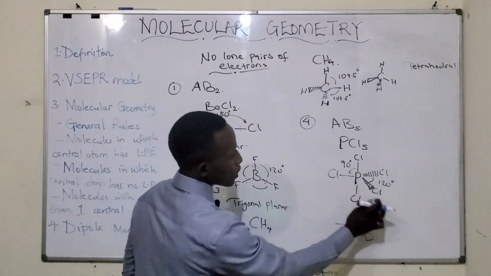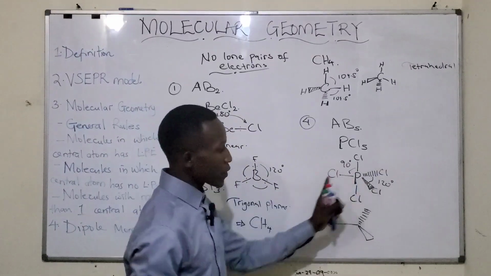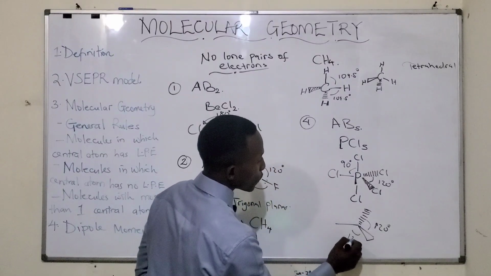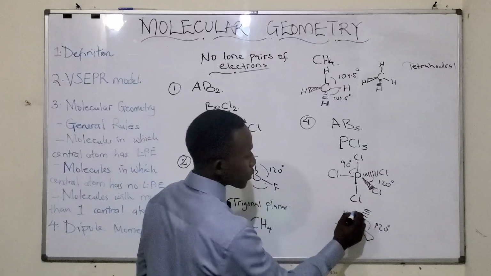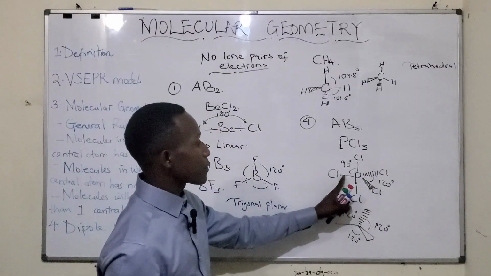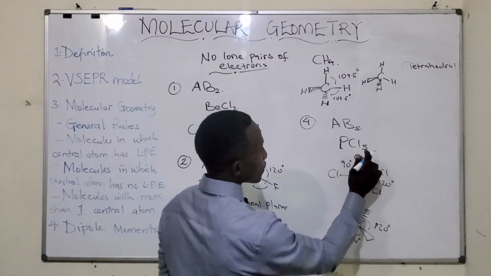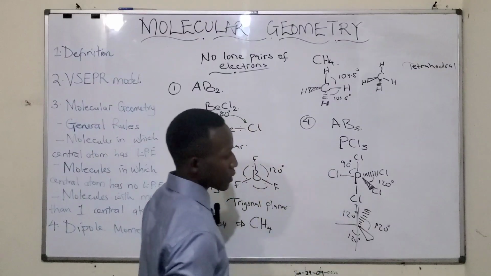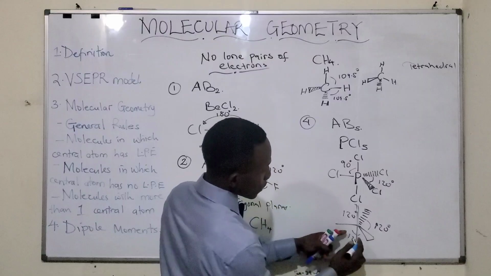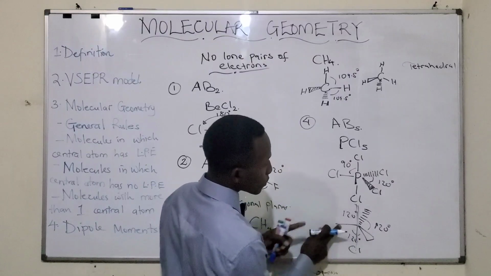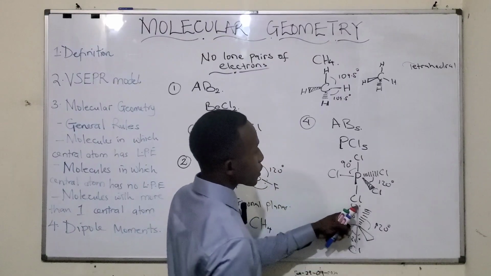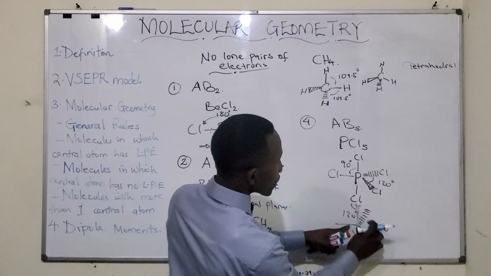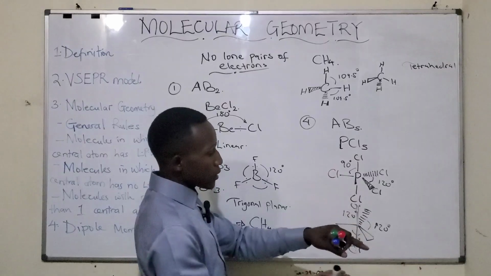First, these angles, these 3 chlorine atoms, they are at 120 degrees to each other. Then we have this and this, they are crossing like this. So this chlorine is at 90 degrees with this one, and this chlorine is at 90 degrees with this one, and even this one, because these ones are on the same plane.